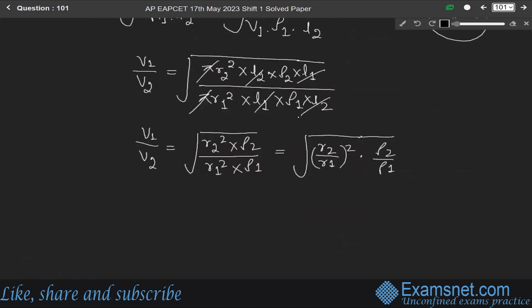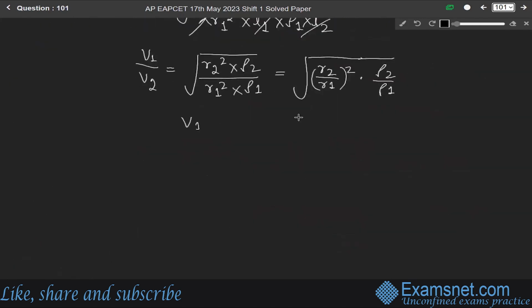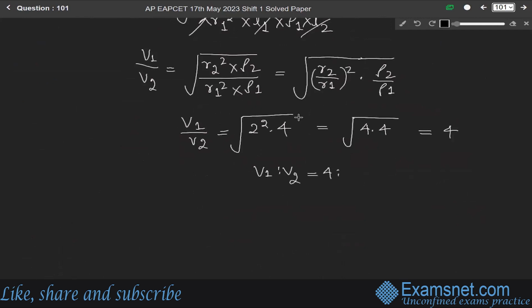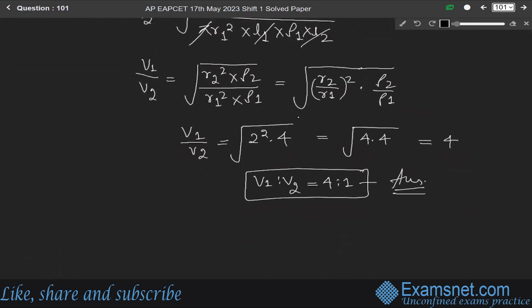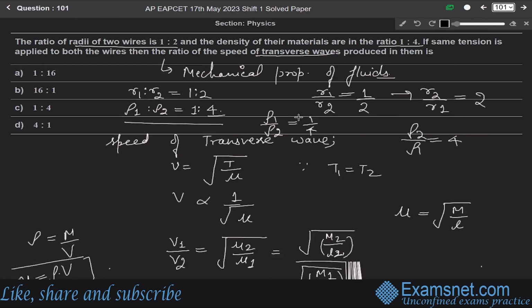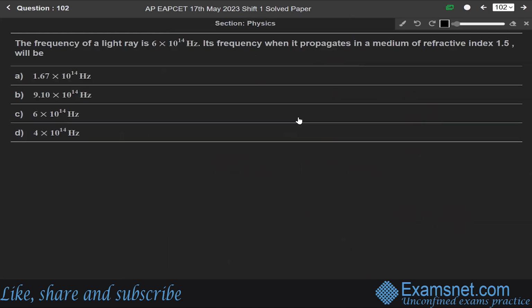Putting these values, we get V1 over V2 equal to under root of 2 square into 4, which is under root of 4 into 4, equal to 4. So V1 ratio V2 will be 4 ratio 1. This is our final answer. So the ratio of the speed of the transverse wave will be 4 ratio 1, which means option D is the correct answer. Now next question.